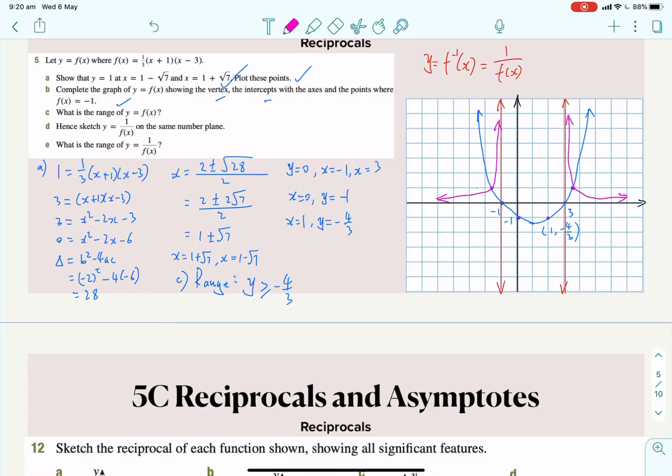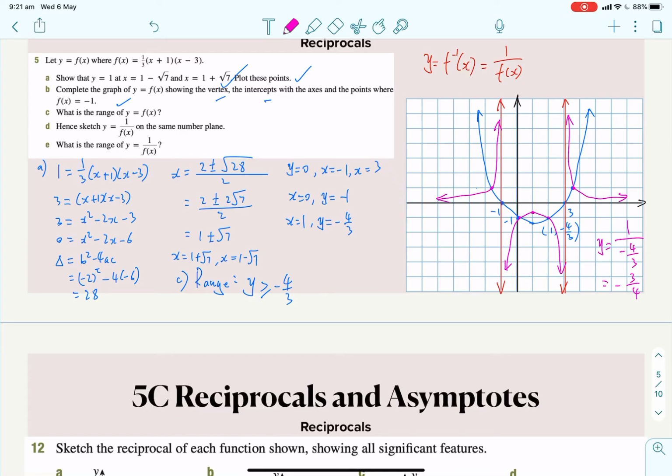Now when we do the reciprocal, it would be y equals 1 over -4 over 3, which is -3 over 4. So that would also be the vertex for this graph as well. So -3 over 4 would be here. So that would be the vertex here. So that means the graph goes like this. Okay, it's close to the 2 graph, but doesn't really touch the reciprocal, the asymptote, sorry. So yeah, the new graph looks like this.